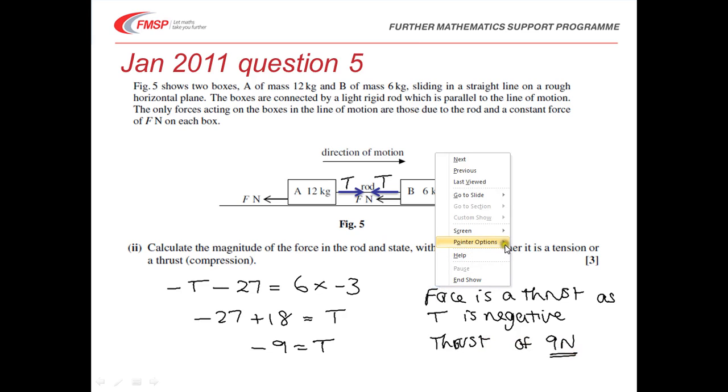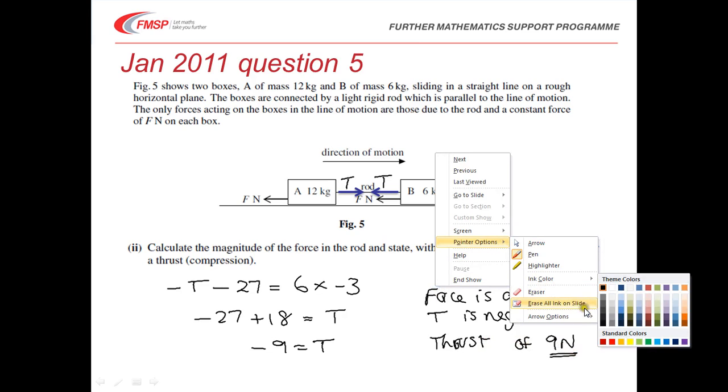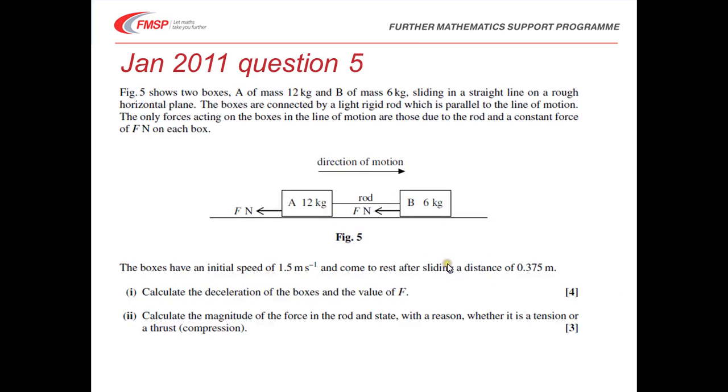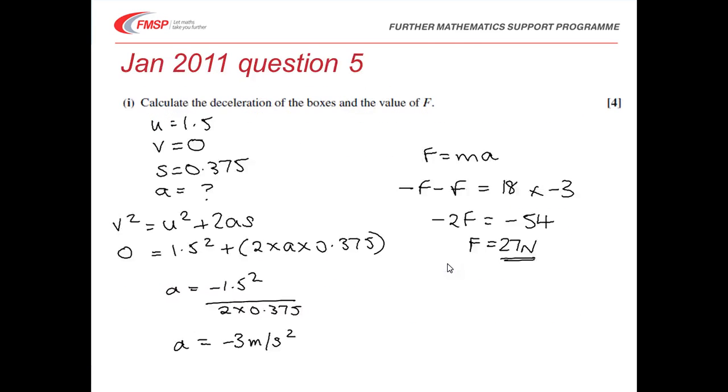Okay, so let's go back to the earlier part of the question and see how the marks are allocated. Looking at part 1, we got 1 mark for using a correct suvat equation and an accuracy mark for getting the correct acceleration. There's then a method mark for applying F equals ma to the situation and an accuracy mark for getting the final answer. So 4 marks for that part.